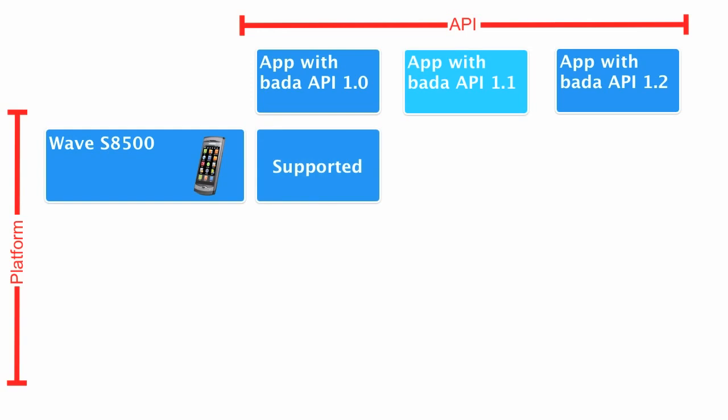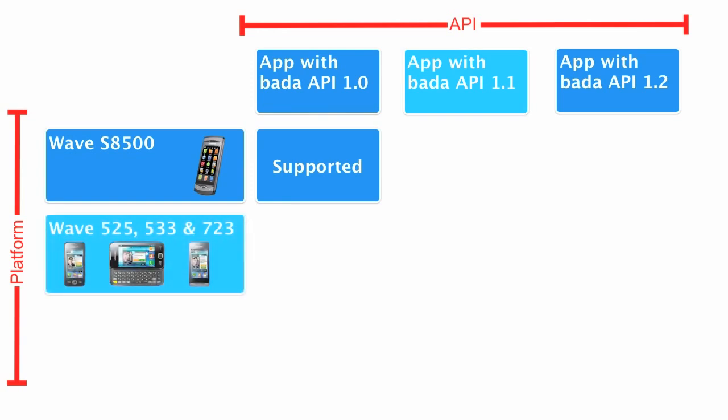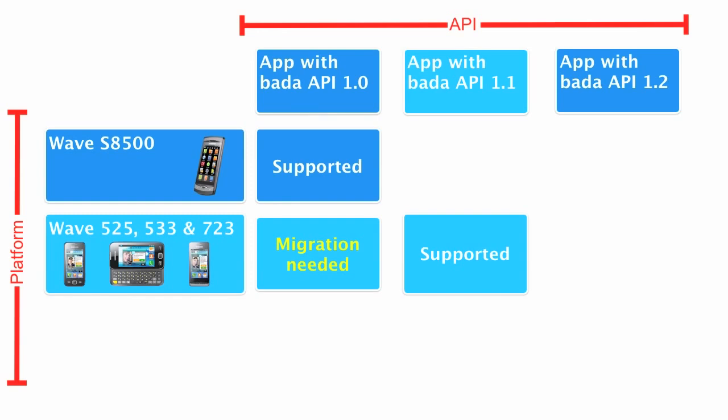The SDK version 1.1 was introduced to support the Wave 525, 533 and 723, all of which run version 1.1 of the bada platform. These devices only support applications written with version 1.1 of the APIs. Applications written using API version 1.0 must be migrated to API version 1.1 to take advantage of features such as WQVGA screens and auto-scaling.